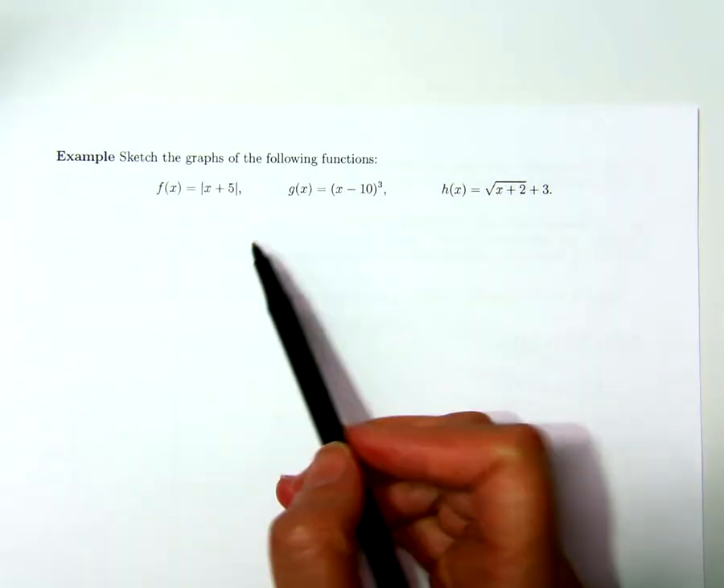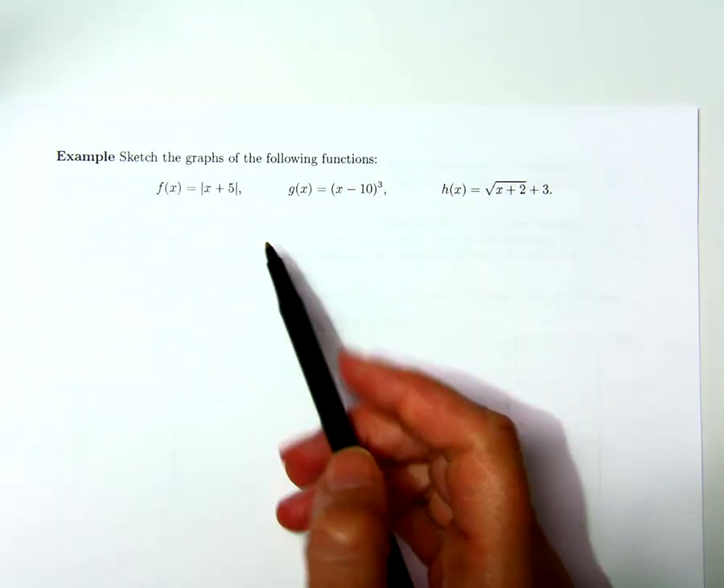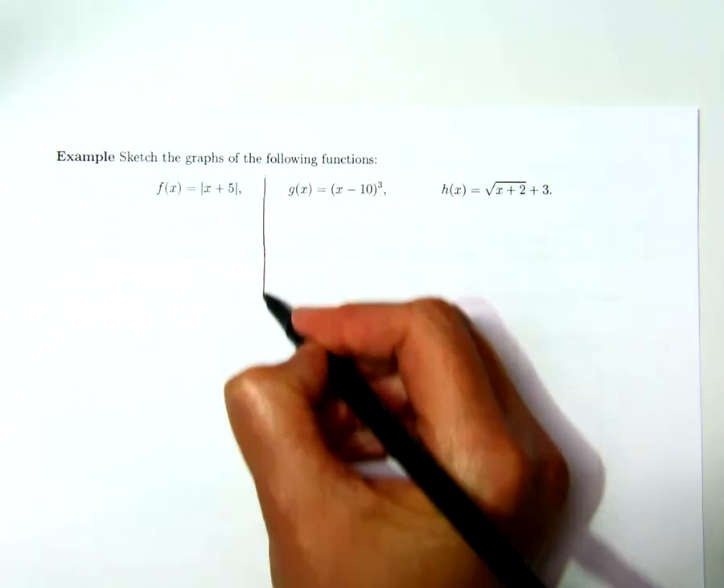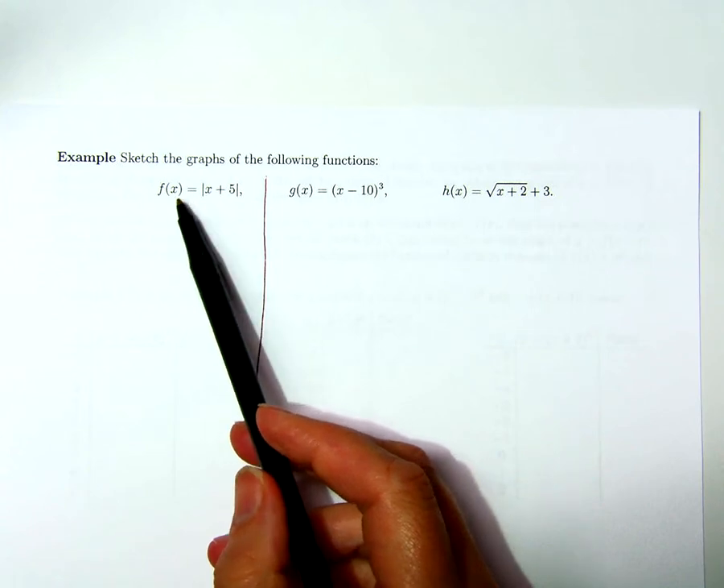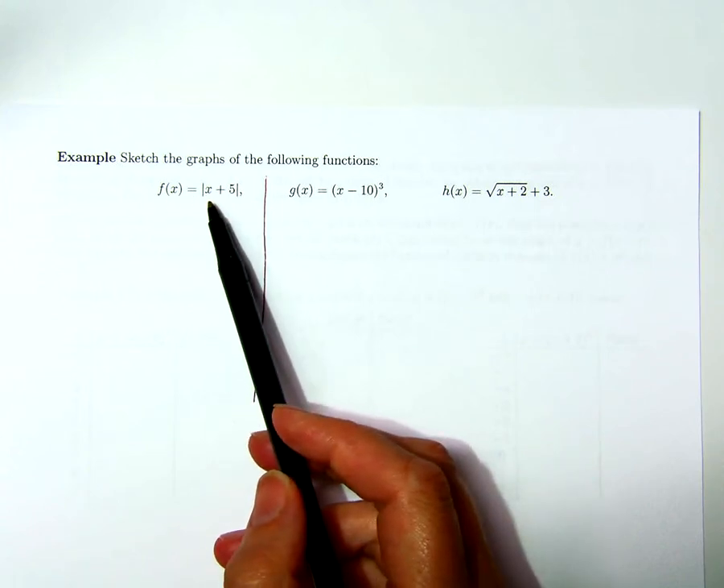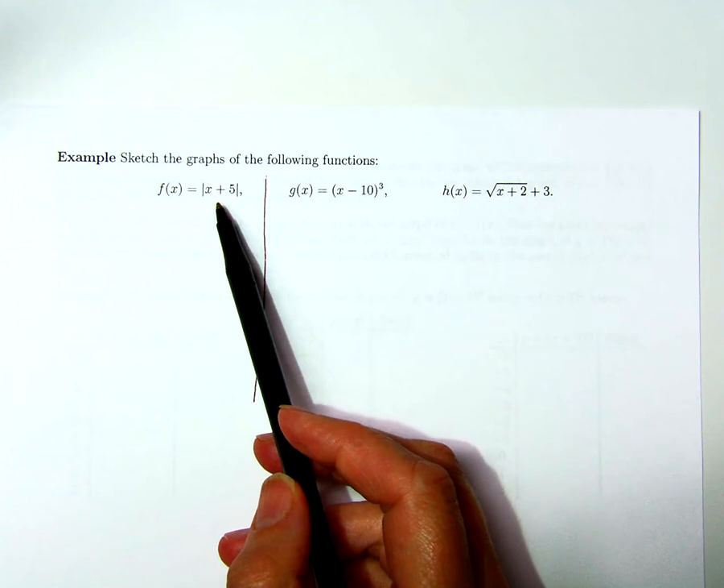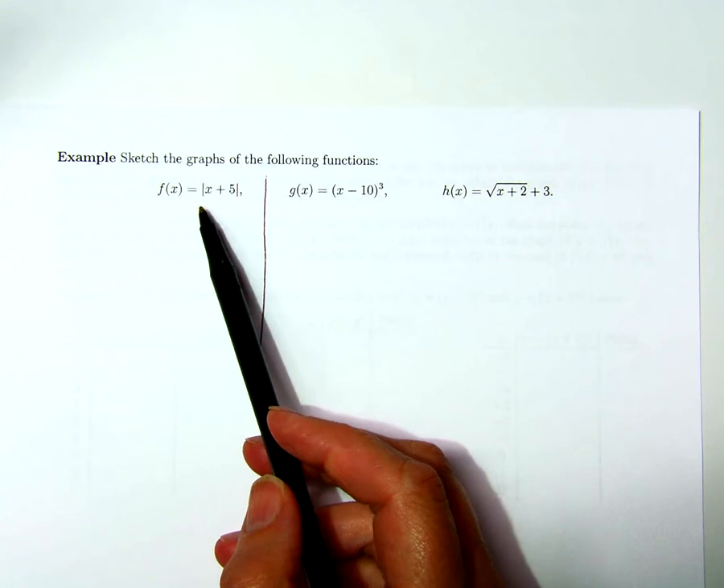Okay, we're talking about horizontal shifts in graphs, and we've decided that if we take f of x equals the absolute value of x plus 5, then the graph of this should be the graph of the absolute value of x shifted to the left by 5 units.